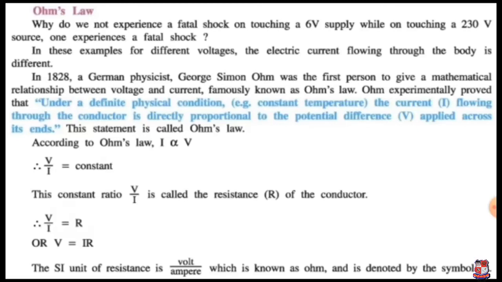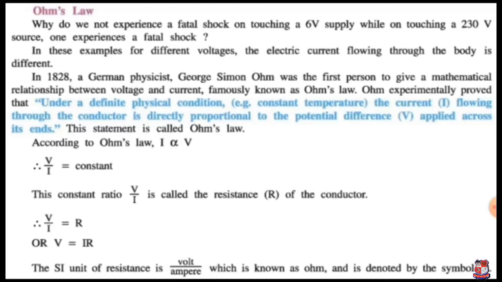Now it is again our duty to determine the unit or dimensions of this constant. What will be the unit of resistance? We know that the potential difference capital V is measured in volt, and the electric current capital I is measured in ampere. So the ratio of volt upon ampere will be the unit of resistance capital R. It is denoted by the omega symbol and pronounced as ohm. So the unit of resistance is ohm, symbolically represented as omega.